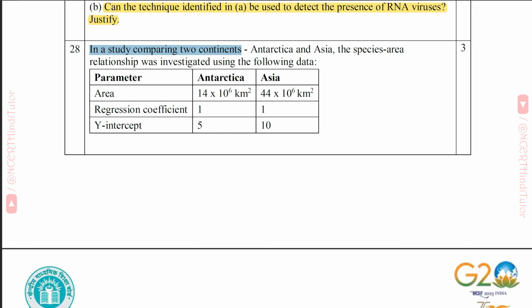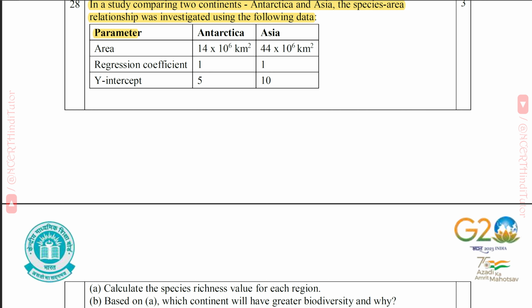In a study comparing two continents, Antarctica and Asia, the species-area relationship was investigated using the following data. Parameter, area: for Antarctica 14 into 10 to the power 6 km squared, Asia 44 into 10 to the power 6 km squared. Regression coefficient: 1 for Antarctica and 1 for Asia. Y-intercept: 5 for Antarctica and 10 for Asia.